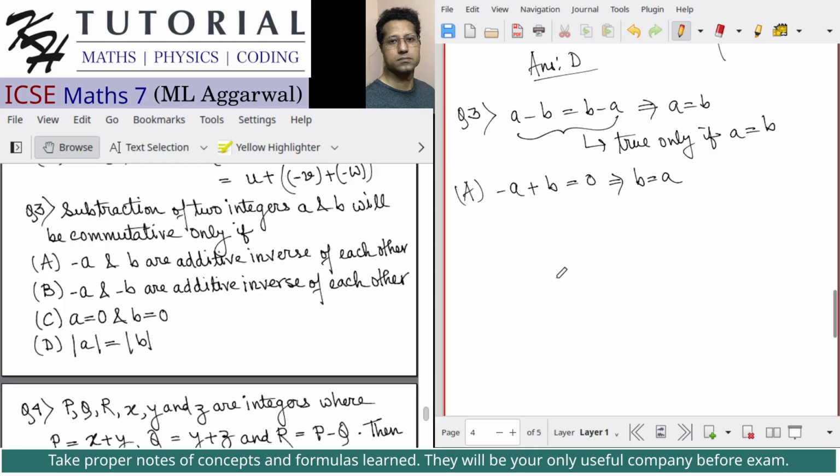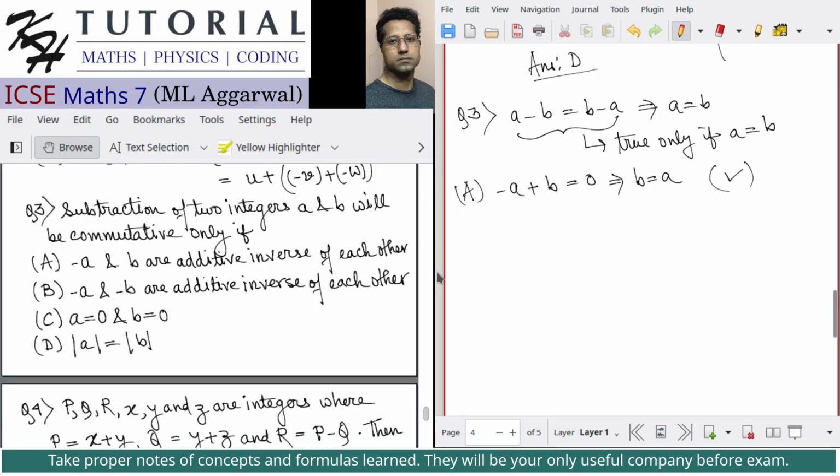The only condition that A minus B will be equal to B minus A is A is equal to B. Now the fact that A is equal to B can also be said in a different way, that minus A and B are additive inverse of each other, because I can say that their addition is equal to 0. You know that if two integers x and y are additive inverse of each other, we always have x plus y is equal to 0. So in this case, we must have minus A plus B is equal to 0, which means B is equal to A. So this is the correct choice.